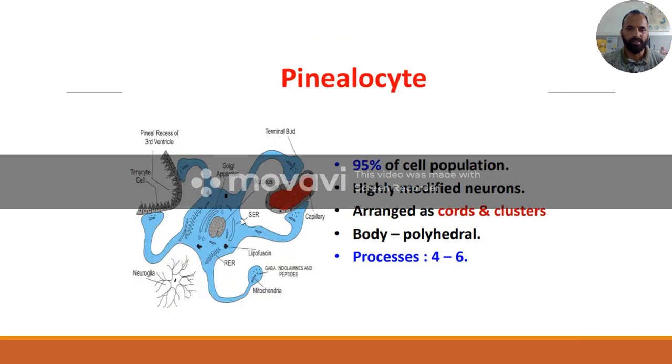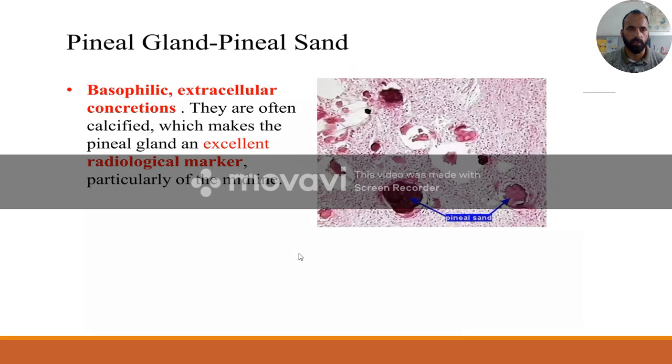The shape of the pinealocyte is basically a star shaped cell. You can see it at high magnification, and under electron microscopy you can see the shape of the cell. It looks like a star shaped cell, having 4 to 6 processes. That's why it looks star shaped.